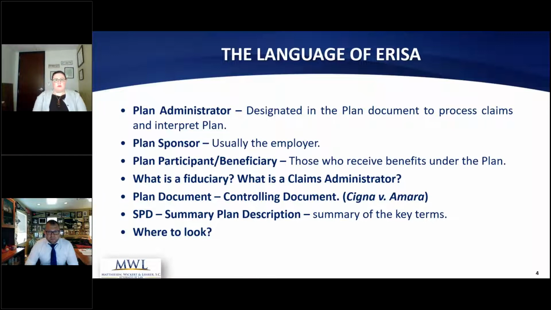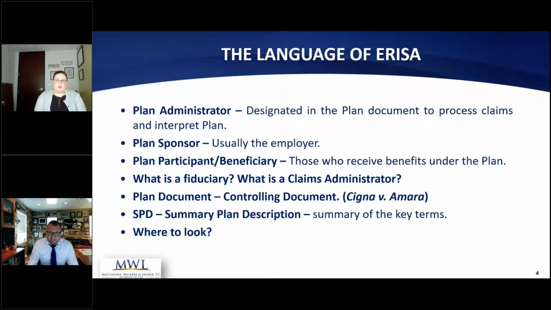What is a fiduciary? That's quite a key term. Frequently, there's maybe a thinking that the fiduciary is the plan administrator or the plan sponsor. And while that's true, typically there's going to be a named fiduciary, and that oftentimes will be the plan sponsor or plan administrator.